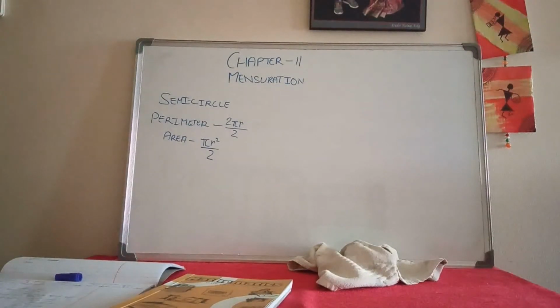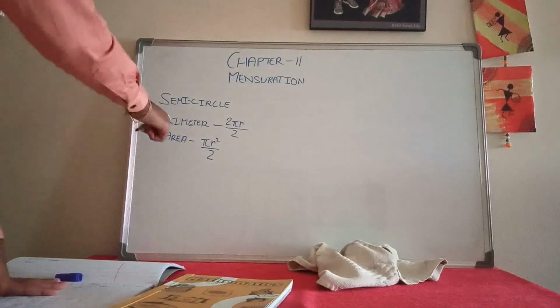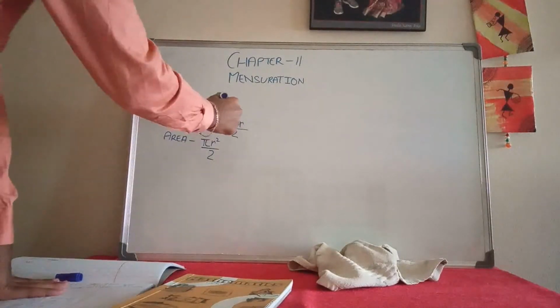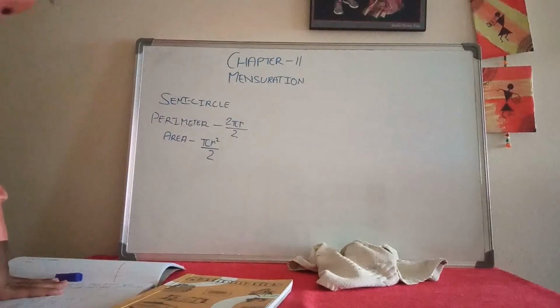So basically, everything of semicircle is related to circle, because semicircle means a half circle. So if you talk about the perimeter, it will be the perimeter of circle divided by 2. So it's 2 pi r divided by 2.